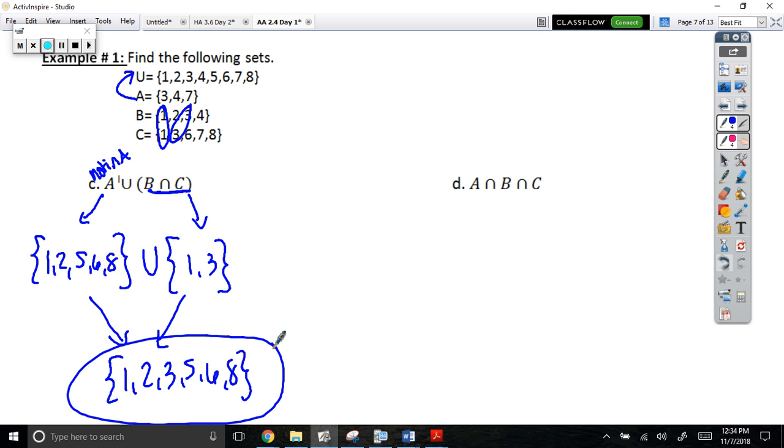Alright, now D has no parentheses. Oops, sorry, Emily. You're going to answer the question? Go ahead. Since we have no parentheses, we just go in order from left to right. So we're saying what's in A and B and C. You're looking for what's common in all 3. Emily? 3. If you look at all three sets at the same time, the only number that they have in common in all three of them is the number 3. Ironic, huh?